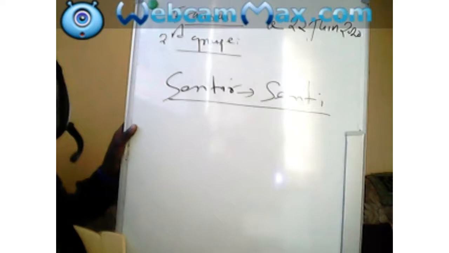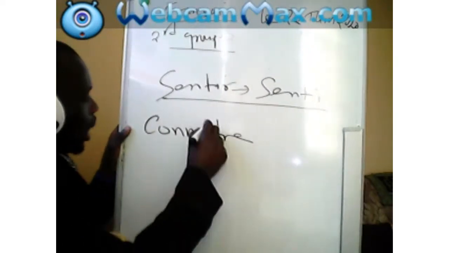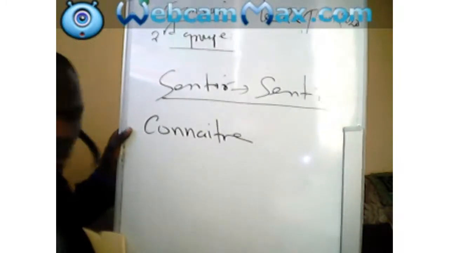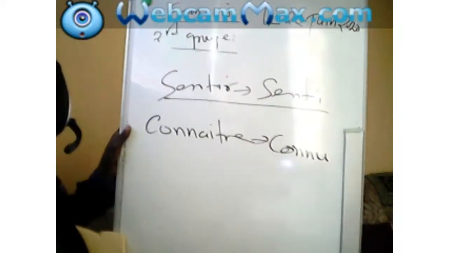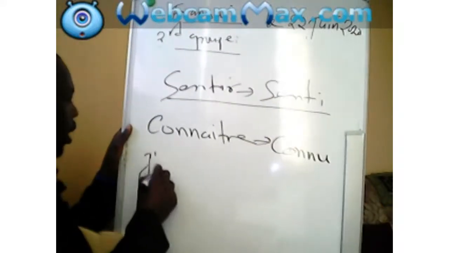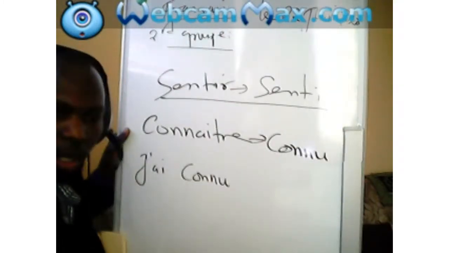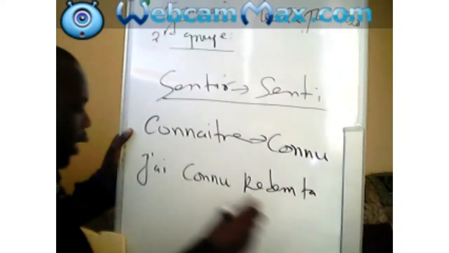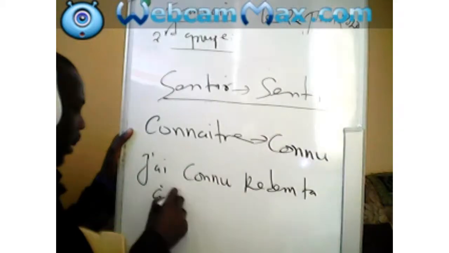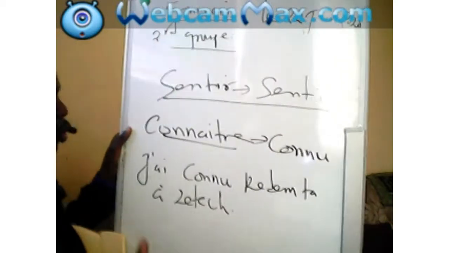Now, we have the verb connaître. The verb connaître is to know someone or to know something. The past participle of this verb is connu. For example, you can say, J'ai connu Redemptor. J'ai connu Redemptor Azitek. Connaître is to know someone, to know something. So in the past, when you say j'ai connu Redemptor, I knew Redemptor.